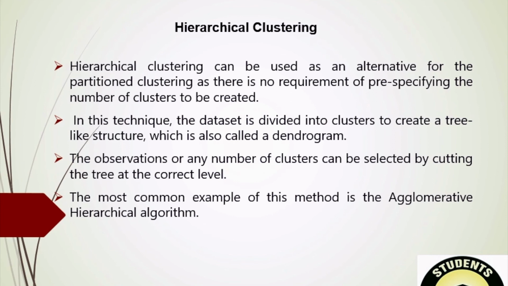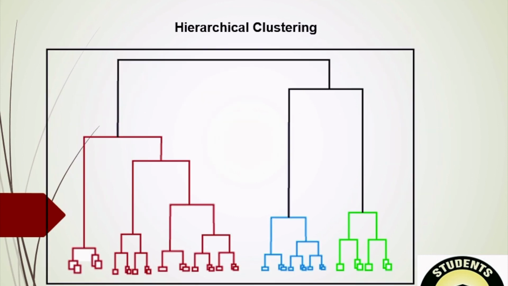There is one more advantage of this clustering: the observations of any number of clusters can be selected by cutting the tree at the correct level. That means when we cut the tree at the correct level, the number of clusters can be selected. The most common example of this method is the agglomerative hierarchical algorithm. You can see in the diagram, this is a tree-like diagram. That's why this type of clustering is called hierarchical clustering.